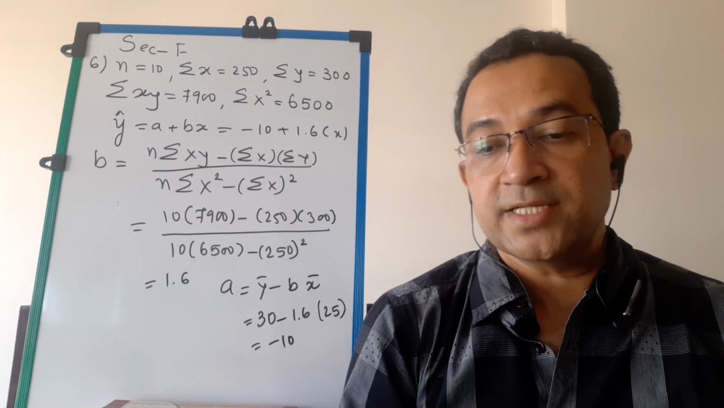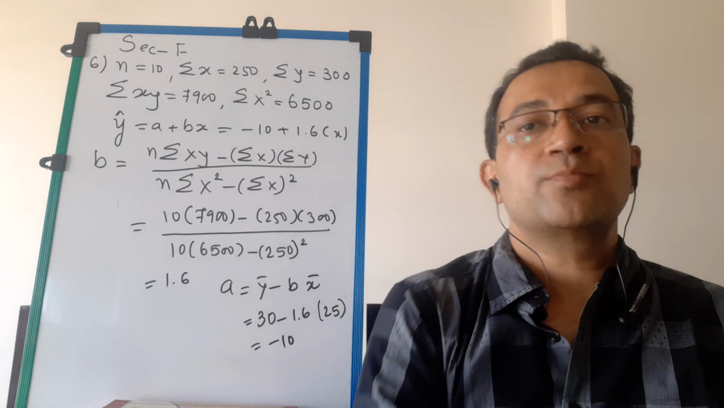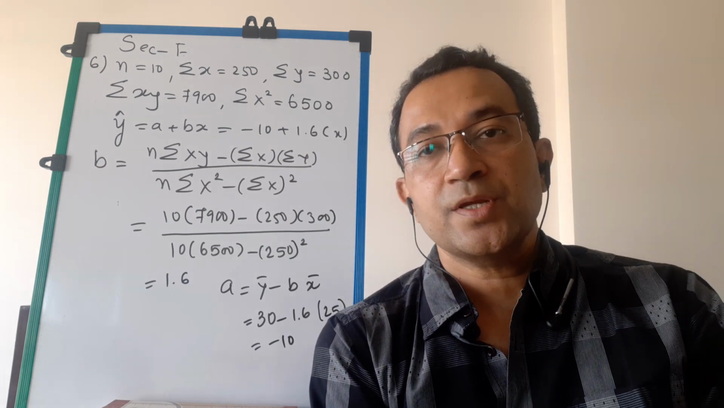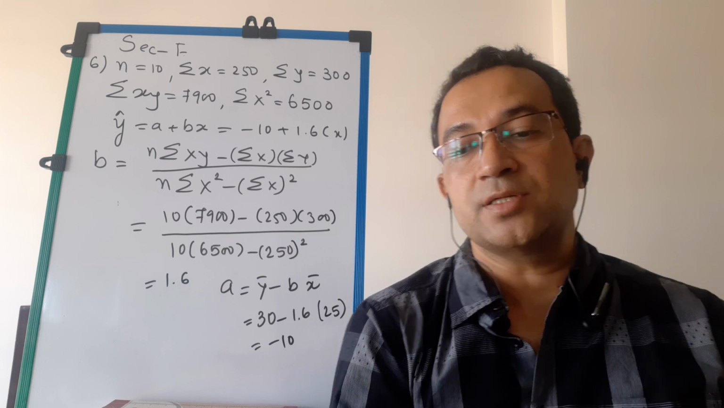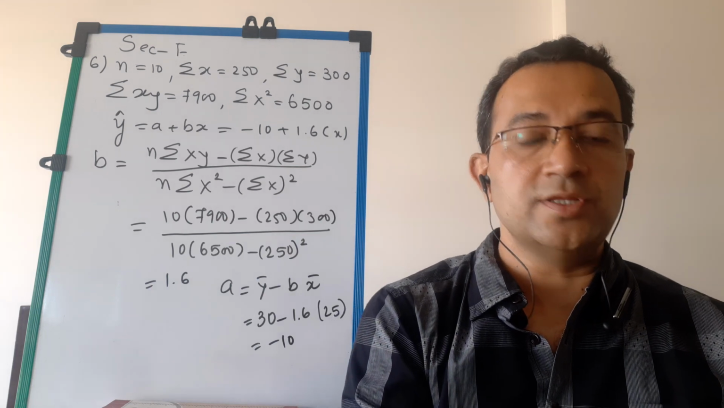Now what they have given: estimate y when x is 30. Now 1.6 into 30, 16 threes are 48, so this is 48 minus 10, so the answer is 38. Check, this should be the answer, that's all.